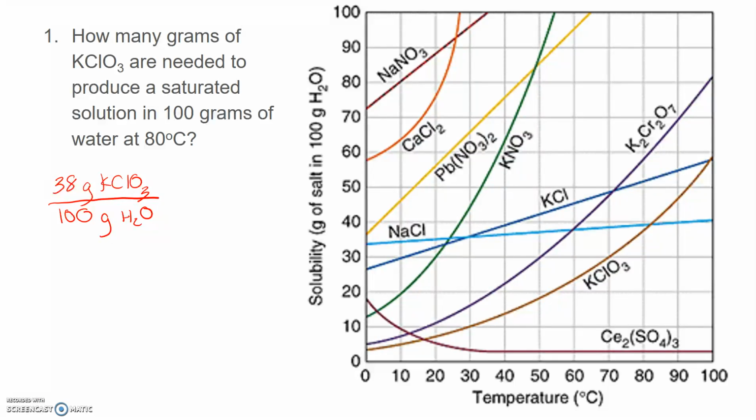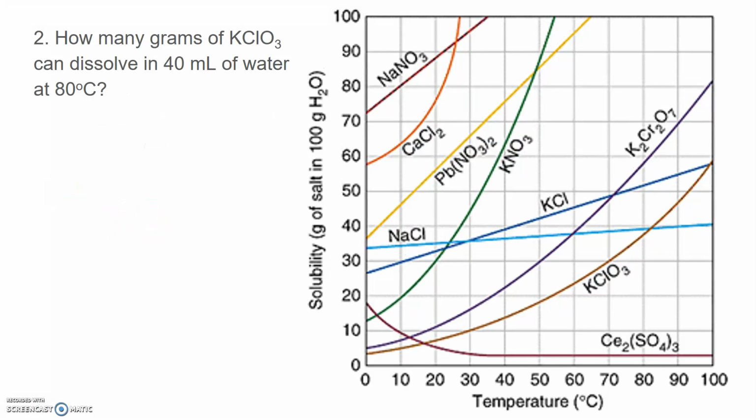So if you look at this, the way I've written it is very similar to conversion factors. In fact, this whole graph is going to be conversion factors. Okay. So let's see how we would use this in our next problem. So let's say we wanted to find how many grams of KClO3 can dissolve in 40 milliliters of water at 80 degrees Celsius. All right, so first, we want to see how many grams of KClO3 would dissolve in 100 grams of water at 80 degrees Celsius. So just want to read our graph.